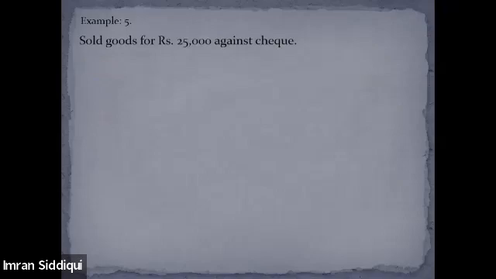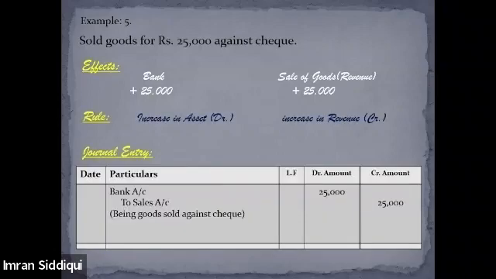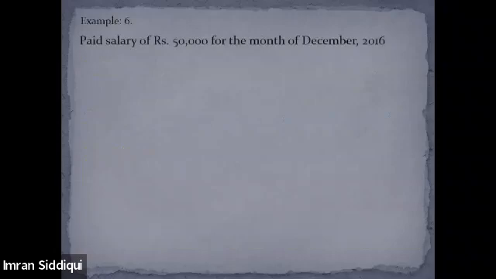Let's talk about example number 4. Sold goods for rupees 25,000 against cheque. Can any one of you please tell me the right entry for this particular transaction? Bank account debit to sales account. Bank account debit to sales account. That is the right entry. Bank account debit sales account.